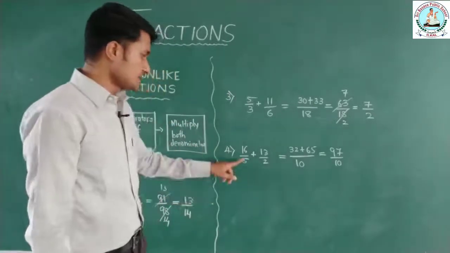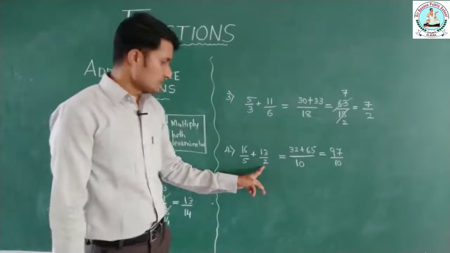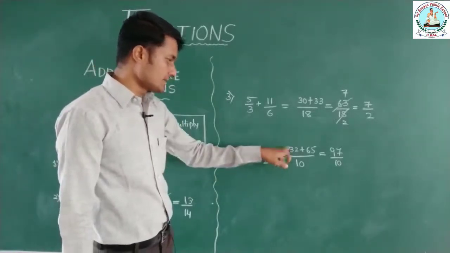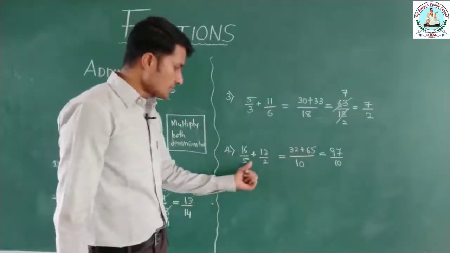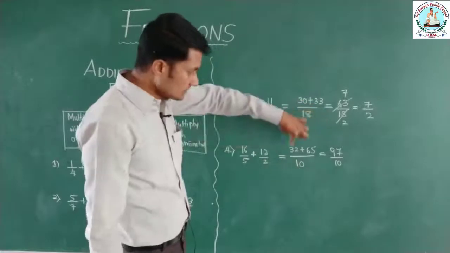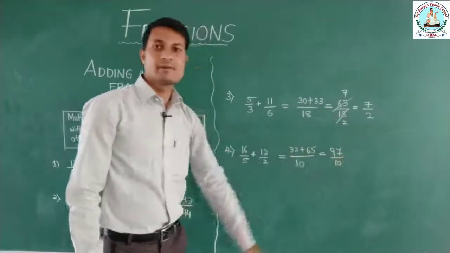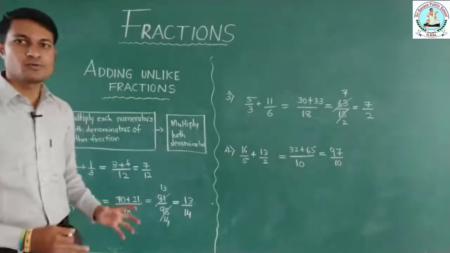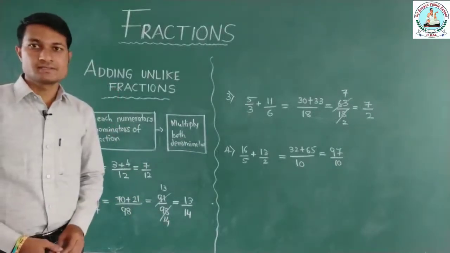Next problem is 16 divided by 5 plus 13 divided by 2. So very simple, cross multiply. 16 2s are 32, and 13 5s are 65, and 5 2s are how much? 10. So 32 plus 65 will be 97, and 10 as it is. So 97 divided by 10 cannot be simplified. That's why you can write it as it is. So pretty cool and pretty simple, really. So this is how we can add the unlike fractions.